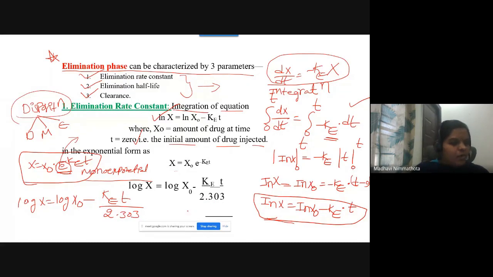It is very difficult to determine directly the amount of the drug available in the plasma. X is the amount of the drug available in the plasma at time t, and x naught is the initial amount of the drug at time t equal to 0. So it is very difficult to know how much of the drug is available in the plasma. For that reason, we take the volume of distribution into consideration.